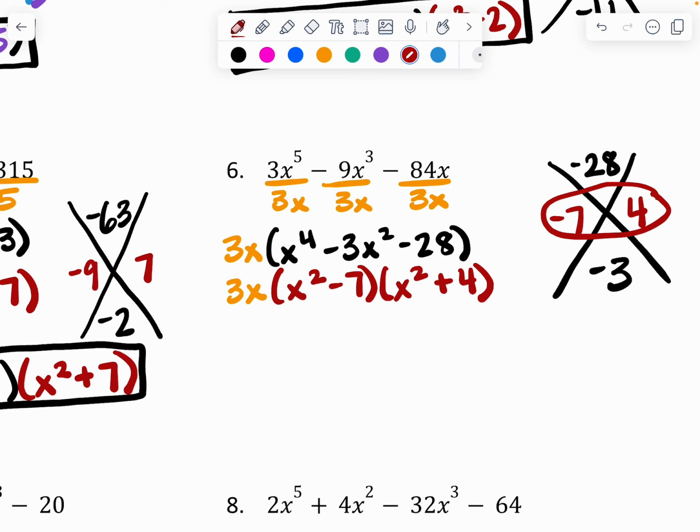Now check to see if there's anything else that can be factored. And x squared minus 7 is not a difference of squares, and x squared plus 4 is not a difference of squares. So I am done.